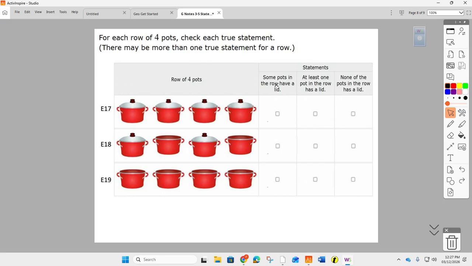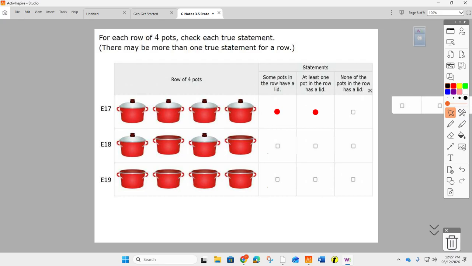So some pots in the row have a lid. At least one pot in the row has a lid, and none of the pots in the row has a lid. So we are picking the true statements for each row, and they can have more than one. You have to pick all that are true. All right. So some pots in the row have a lid. Is that a true statement? Yes. At least one pot in the row has a lid. Is that a true statement? Yes. None of the pots in the row has a lid. Not a true statement. All right.